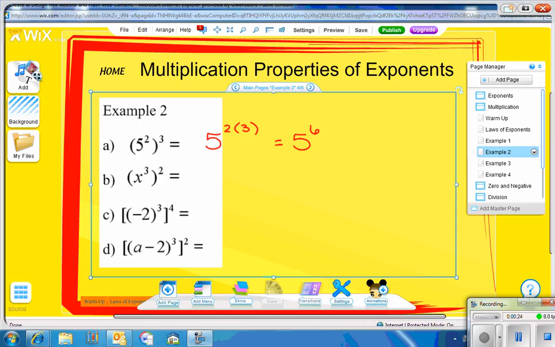And again, when you're given a number raised to an exponent, I want you to go ahead and simplify that for me. And you get 5 raised to the 6, which is 15,625.